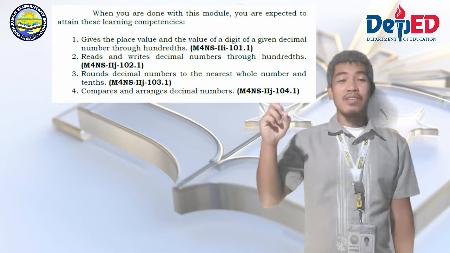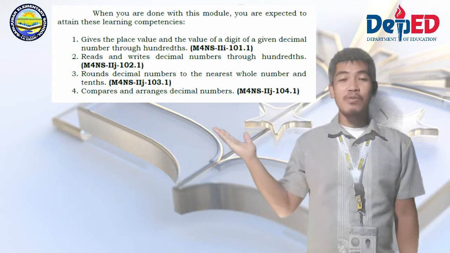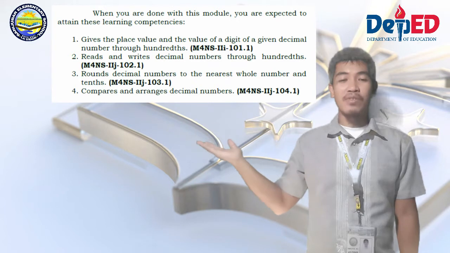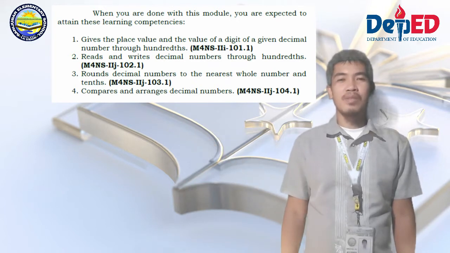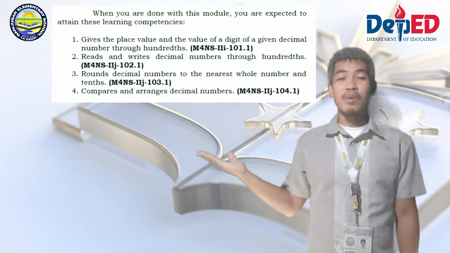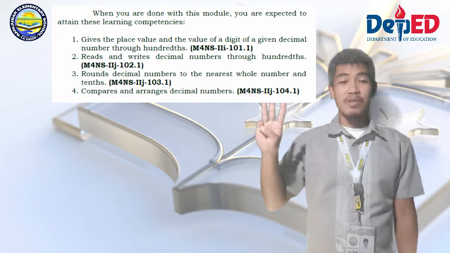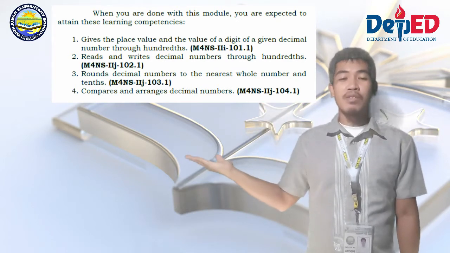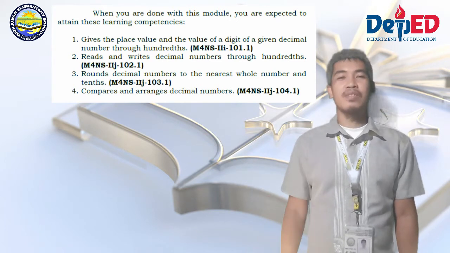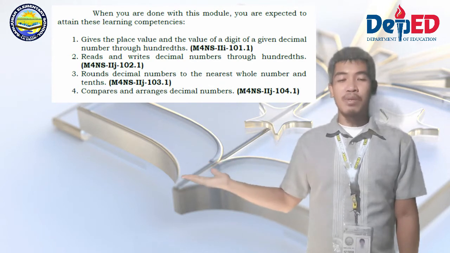At the end of the lesson, you are expected to give the place value and value of a digit of a given decimal through hundreds. Number 2, read and write decimal numbers through hundreds. Number 3, round decimal numbers to the nearest whole number and tenths. And number 4, compare and arrange decimal numbers.